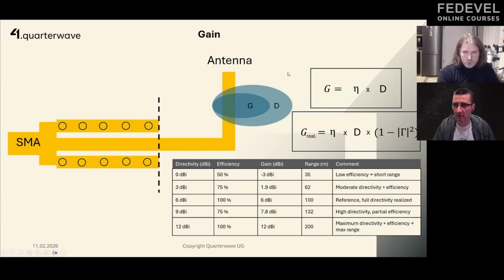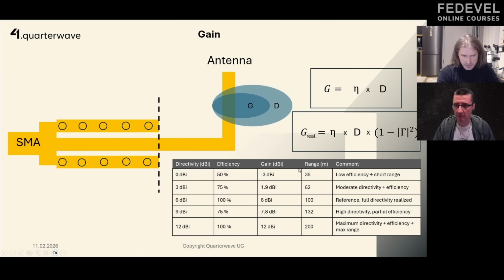And if you combine all these, what we have learned, you have here the efficiency multiplied with the directivity, you get the gain. And if you also take into account the reflection coefficient, you get the realized gain. Sometimes people think, oh, I have a high gain, but high gain doesn't mean you have a good antenna. If the antenna efficiency is low, you can have a high gain, but you have a high directivity. And here are also some examples.